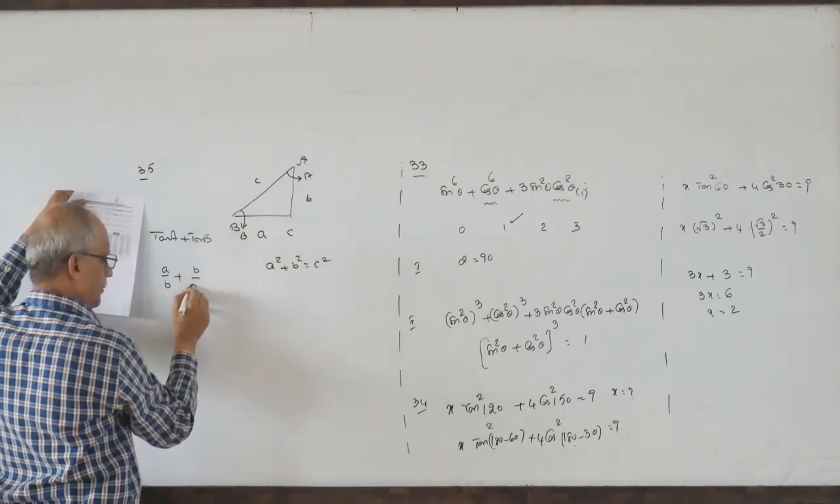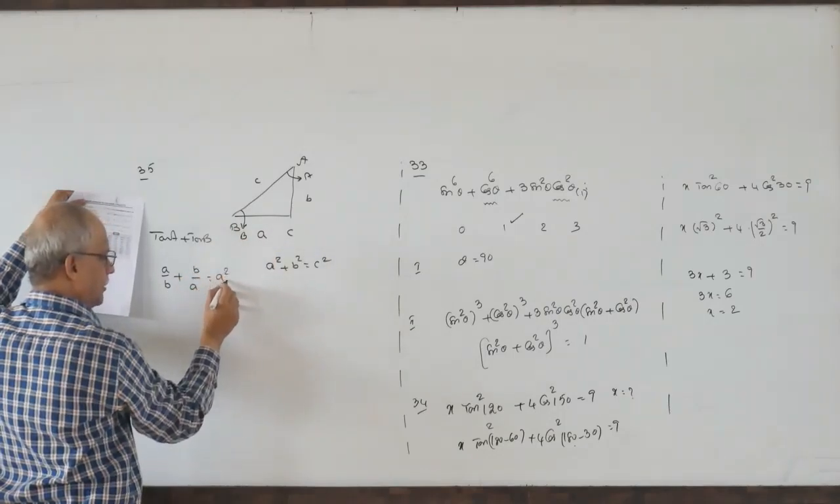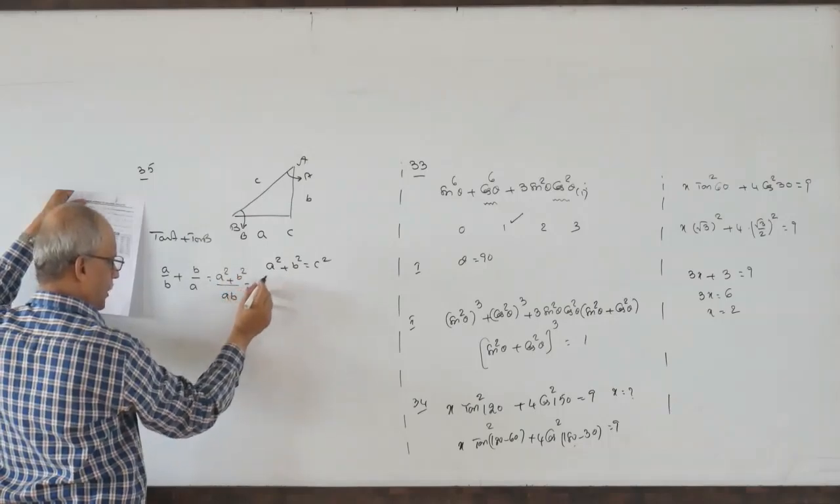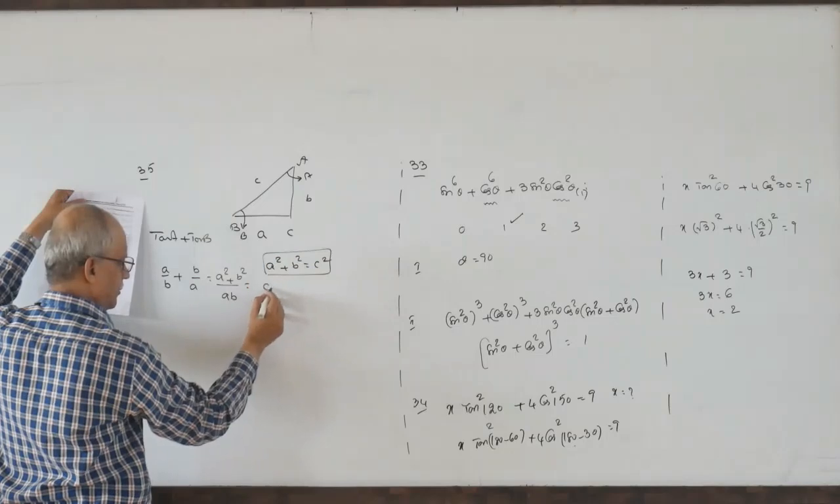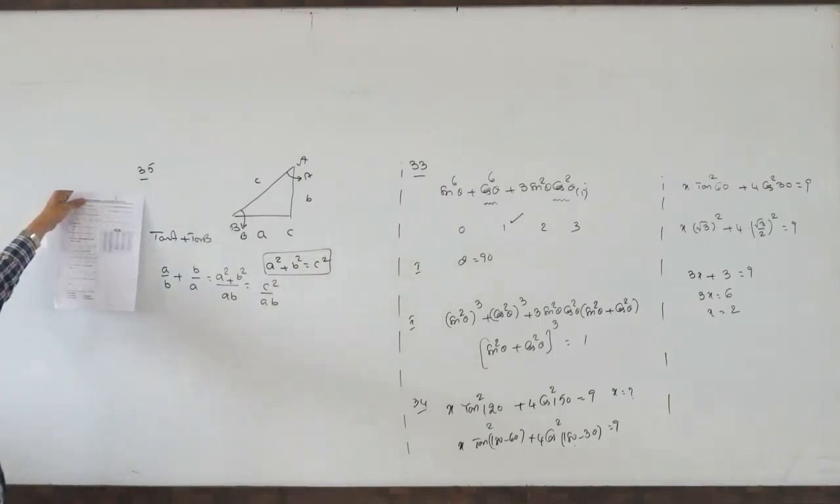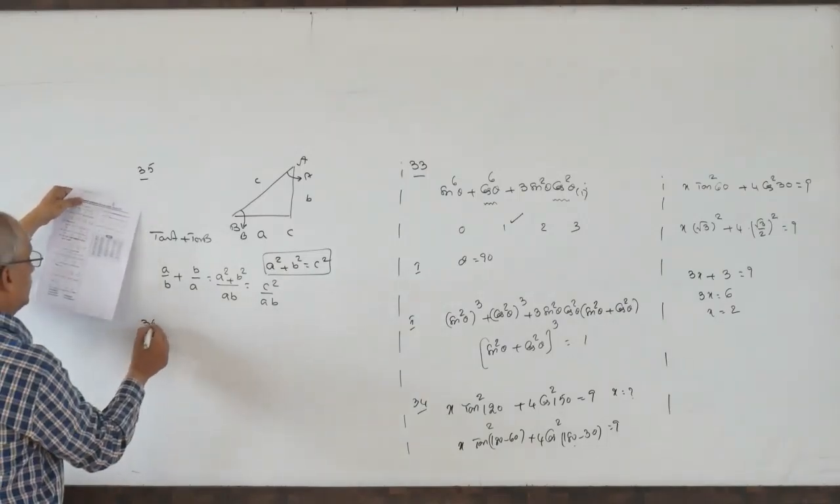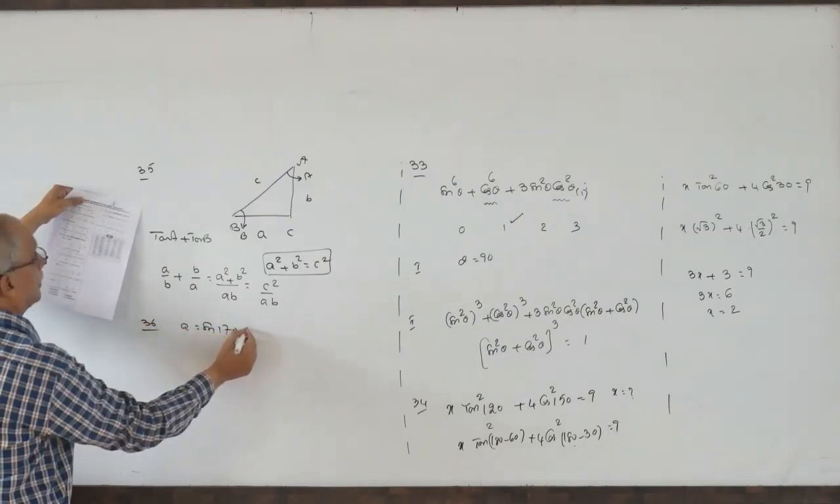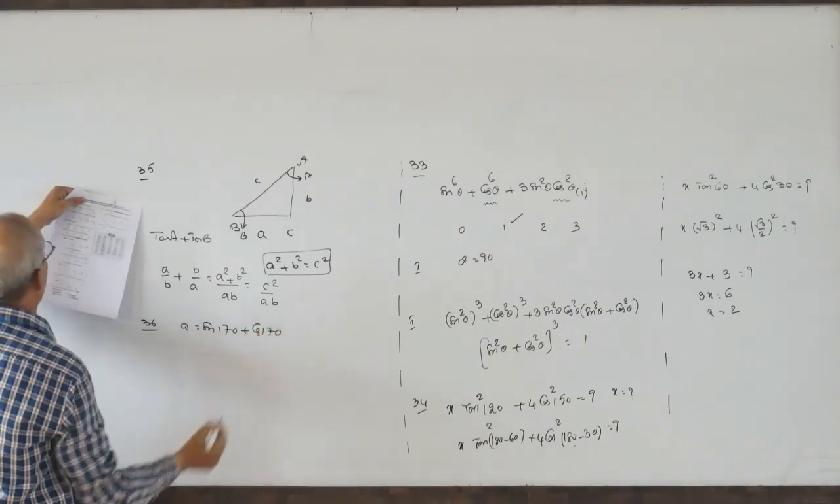B by A. After LCM, A square plus B square by AB, where we know A square plus B square. Very easy, huh? Simple problem. We are doing all simple problems only. 36 concept related. That is, A is equal to sin 170 cos 170.